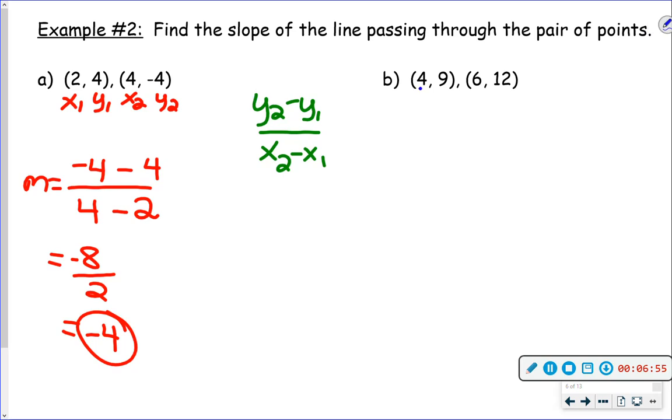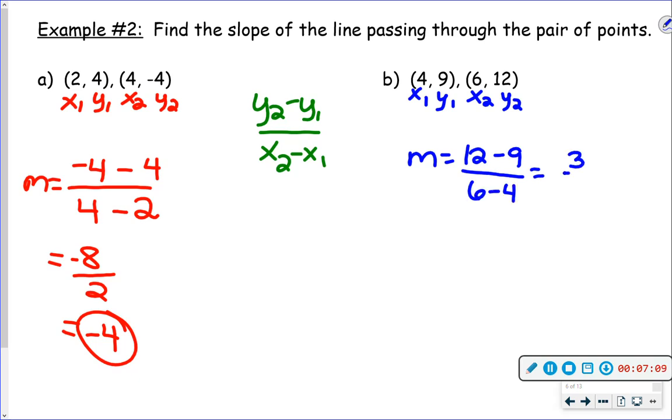I'm going to label x1, y1, x2, y2. So same thing, y2 minus y1, x2 minus x1. So positive 3 over 2. Does it reduce? Does it divide out? Leave it. So any questions on calculating slope when they give you 2 points? Too easy. Love it. Okay.